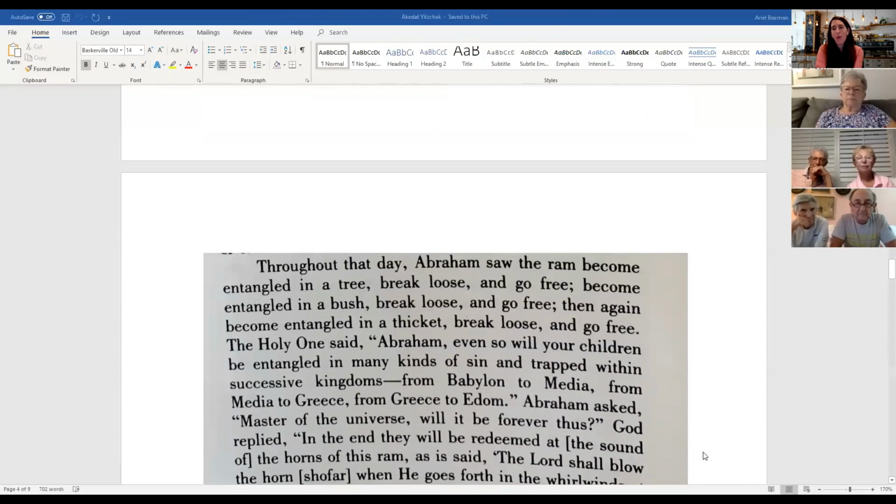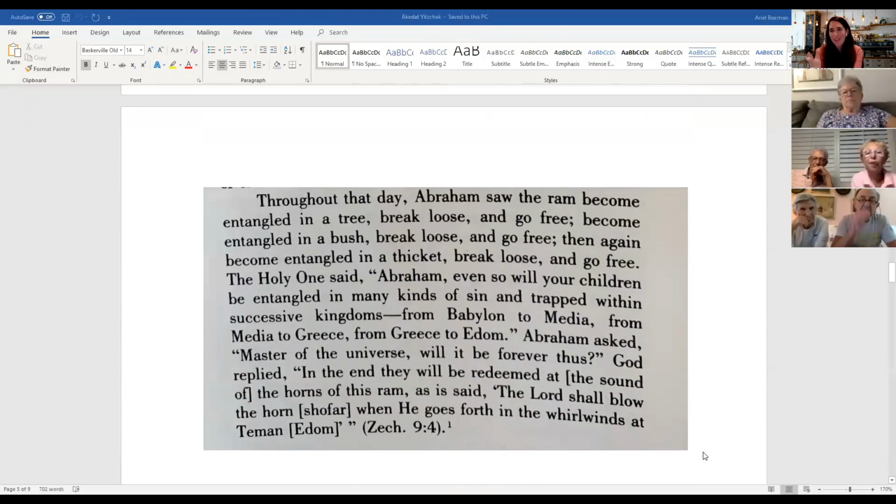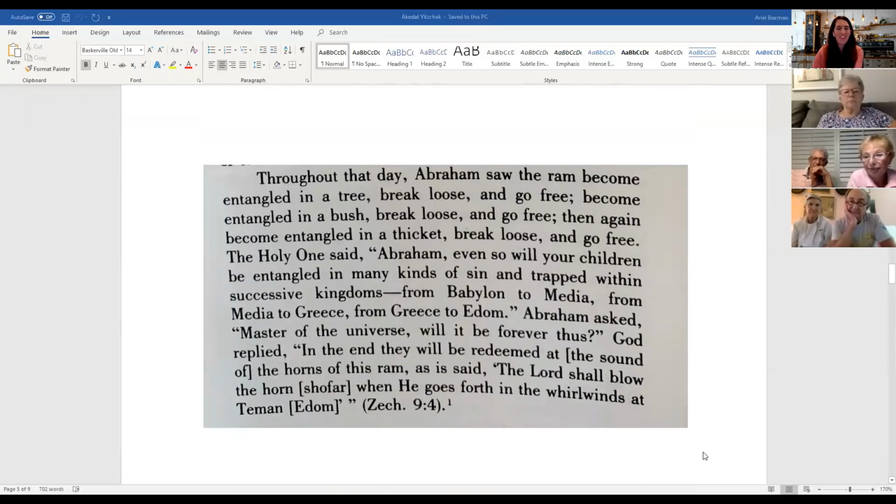So we're going to talk now about the ram, right? This magical ram appearing out of nowhere. Throughout that day, Abraham saw the ram become entangled in a tree, break loose and go free. Become entangled in a bush, break loose and go free. Then again, become entangled in a thicket, break loose and go free. The Holy One said, "Abraham, even so will your children be entangled in many kinds of sin and trapped within successive kingdoms, from Babylon to Media, from Media to Greece, from Greece to Edom."